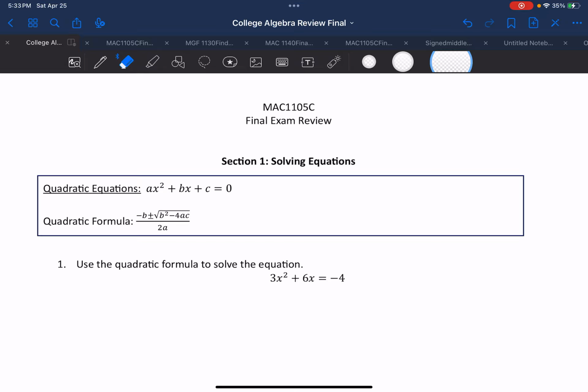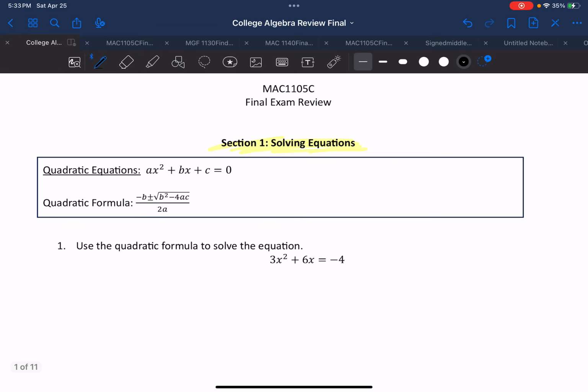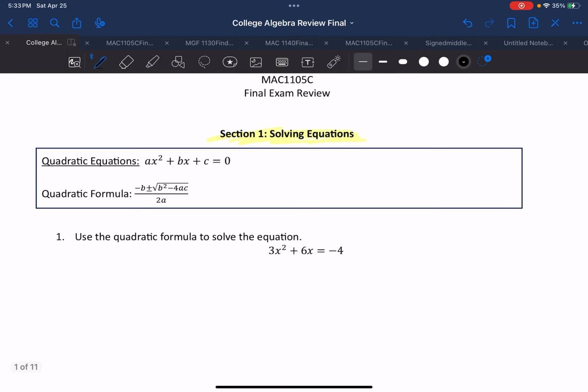So I've separated this final into sections. The first section is about solving different types of equations. There will be many different types of equations that you will need to be able to solve. So the first we're going to look at are quadratic equations.